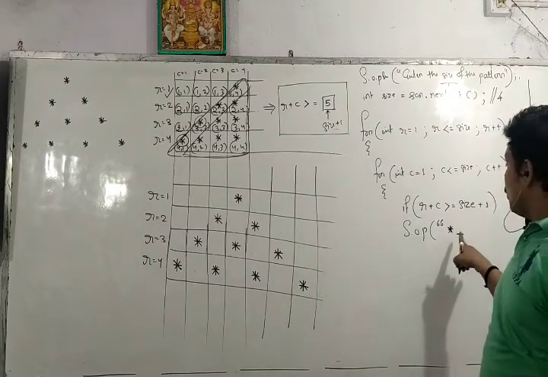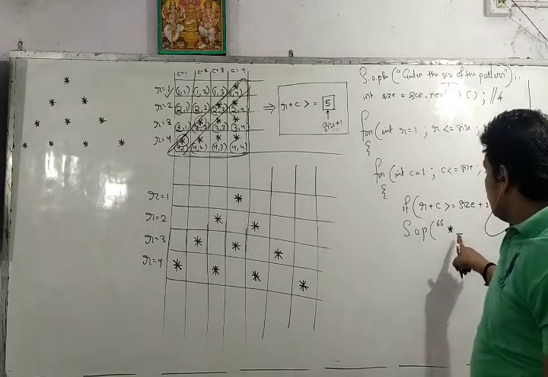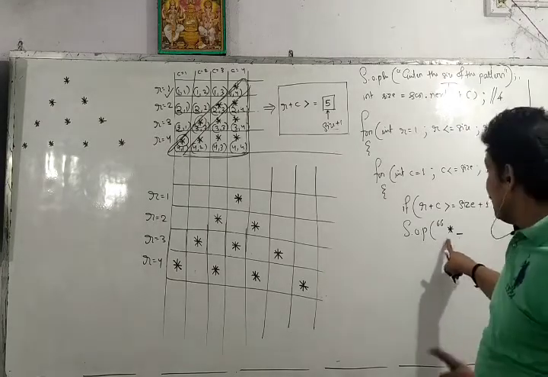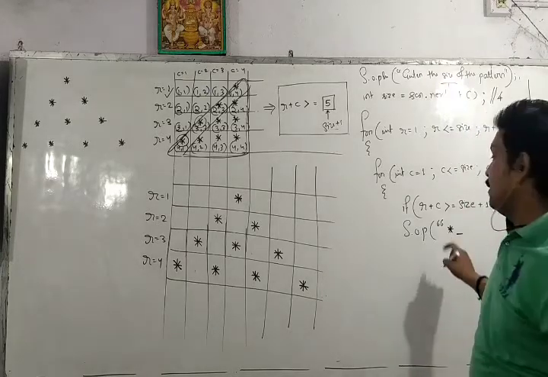Hey, listen, this is not an underscore. Just to let you know, this is one space. One space is getting printed just the moment the star is getting printed.